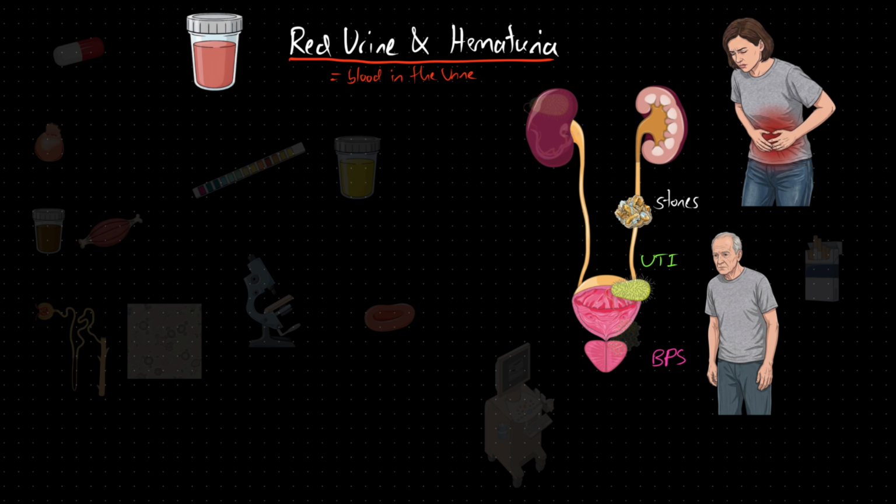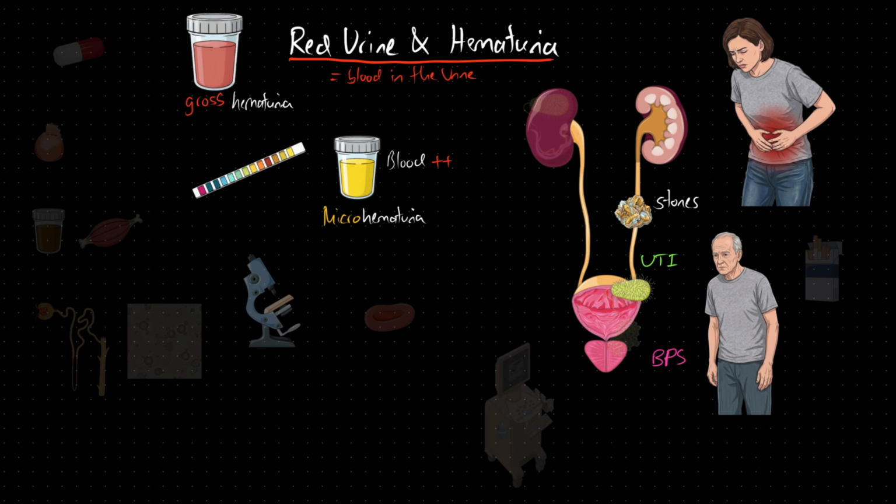How do we know that there is blood in the urine? We can dip a test strip into the urine and see a positive result for blood. When the urine is visibly red and the dipstick is positive, this is known as gross hematuria. However, when the urine is not red but the dipstick is still positive, this is called microhematuria, because the amount of erythrocytes is not enough to change the color of the urine.